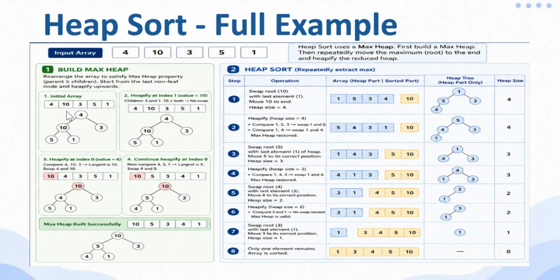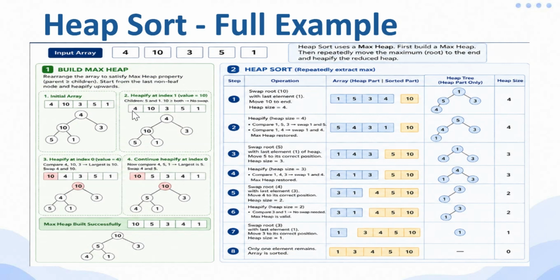So we need to initially build the maximum heap. So what's a maximum heap? A maximum heap is a complete binary tree where each parent node is greater than or equal to its children. For example, if a node has children 3 and 5, the parent must be at least 5. The important property is the largest element is always at the root of the heap.